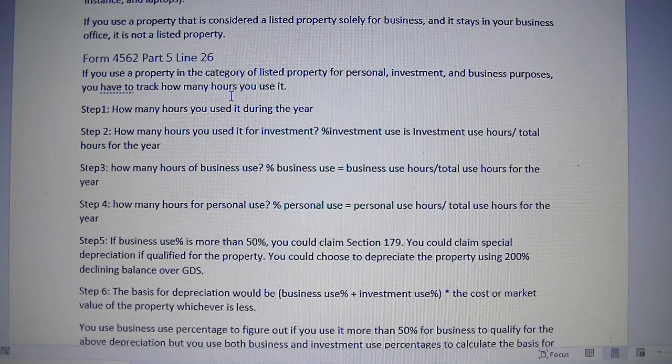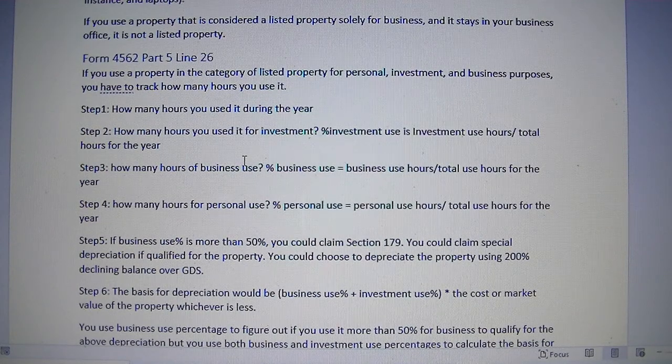If you use the property in the category of listed property for personal, investment, and business use, you must track how you use it. You must track how many hours you use it during the year, how many hours you use it for business, how many hours you use it for investment, and how many hours you use it for personal purposes. And you will calculate the percentage for each case, assuming the total hours you use it during the year is 100%.